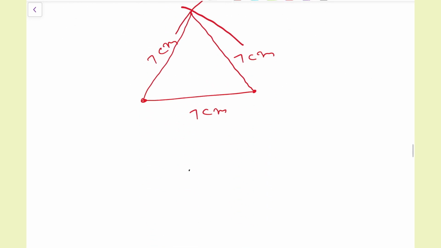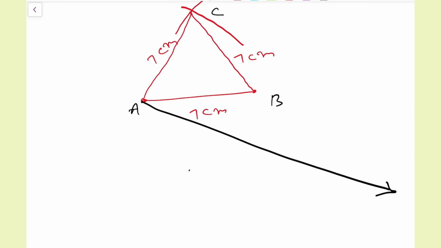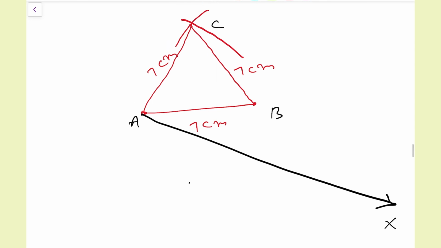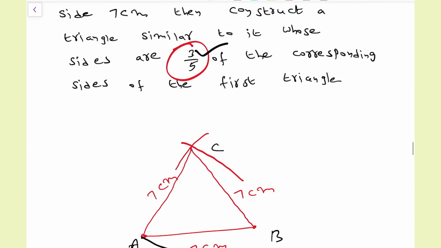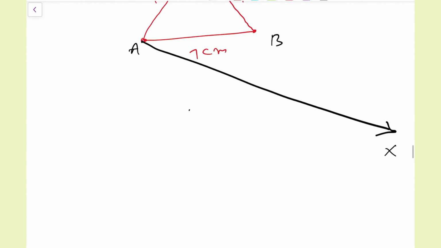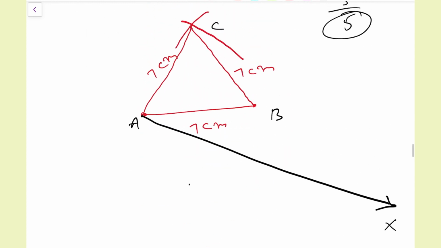Next, 3 by 5. First, from one of the ends, draw one ray. If I am taking the triangle as ABC, this ray I am keeping as AX. Now 3 by 5 is there, right? The bigger number in 3 by 5 is 5. I repeat, in 3 by 5 the bigger number is 5, right? So 5 arcs you need to draw on the ray. How much measurement you take is up to you.